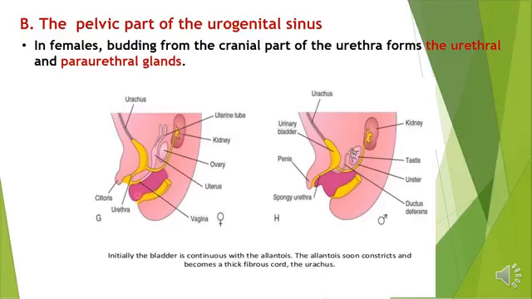In females, buds from the cranial part of the urethra form the urethral and paraurethral glands, while in the male, buds of the urethra form the prostate.